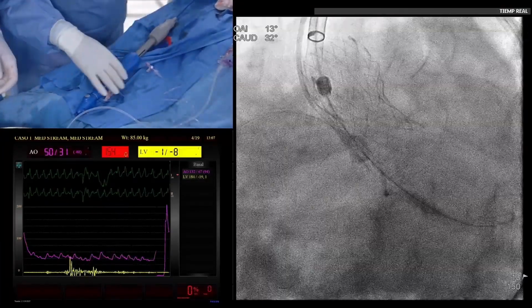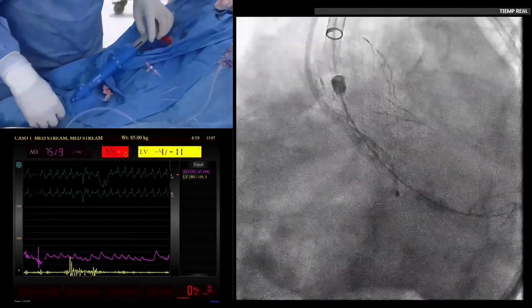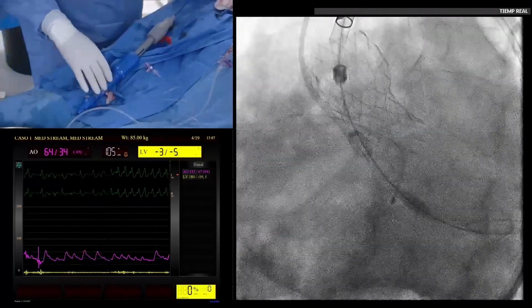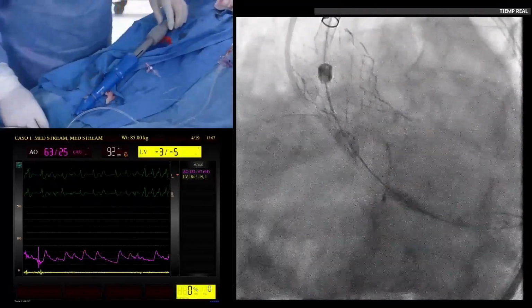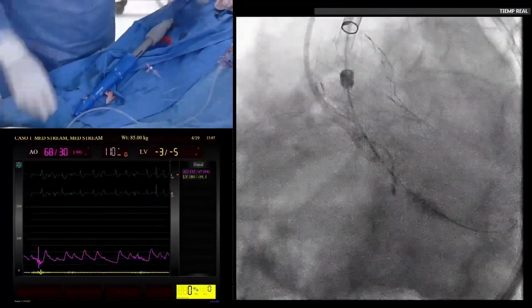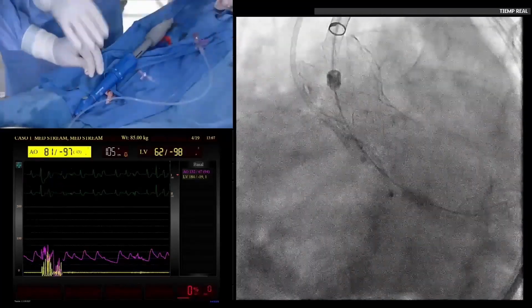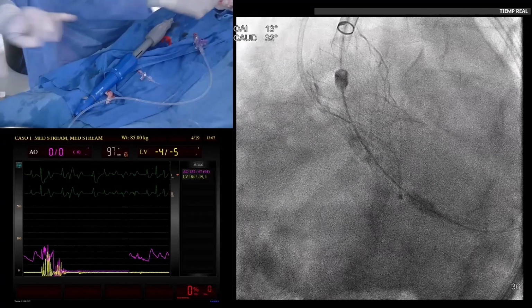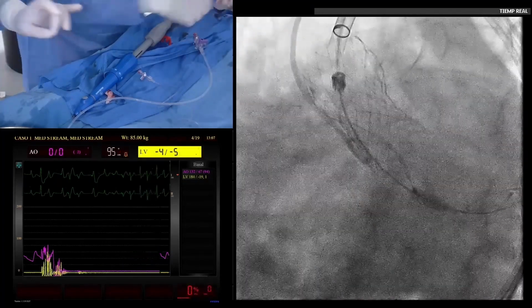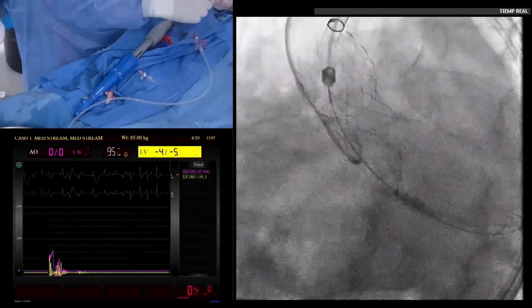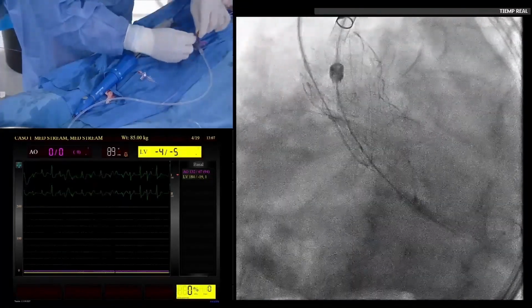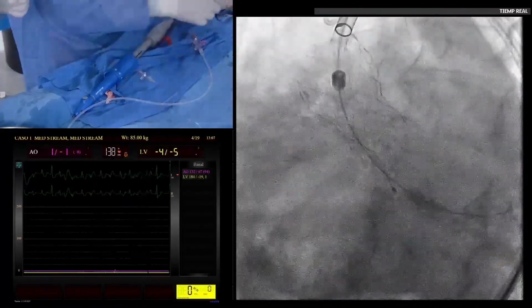Okay, now we have to recover the patient to see what's going on. The pressure is coming back. Let's retrieve first the pigtail. So in case we have some difficulty, we can push the delivery system. I am pushing the wire and very gently pull the cutter.